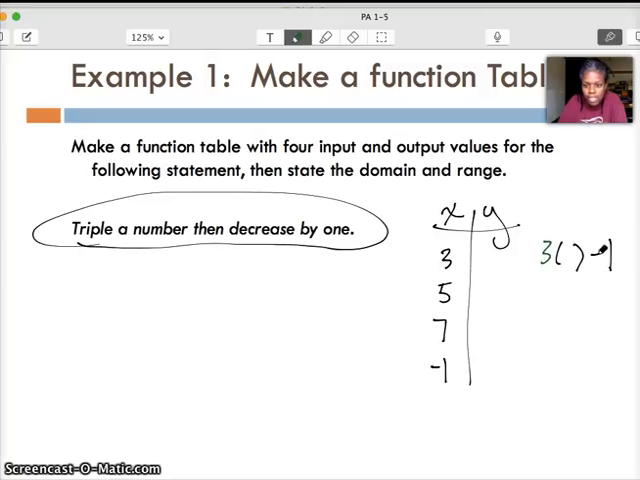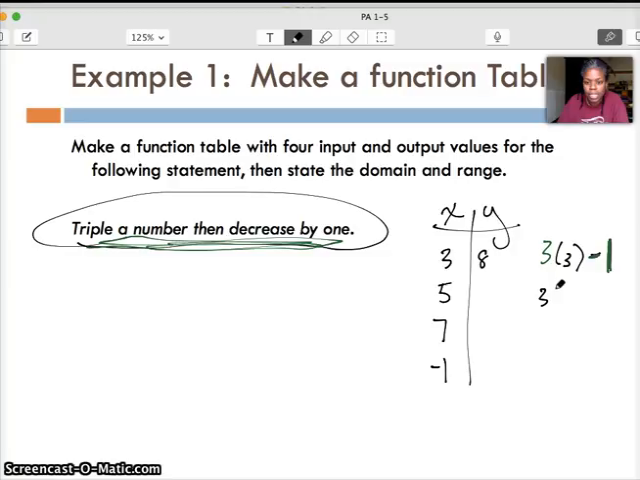Let me do that in green. So I'm going to then subtract 1. All right, so the green stuff that I've written is what's given by this statement. Triple the number, and then we're going to decrease by 1. All right, so let's get started with this. That means I'm going to put a 3 in here. 3 times 3, remember when no sign is given, that means multiplication. 3 times 3 is 9, minus 1 gives me 8.